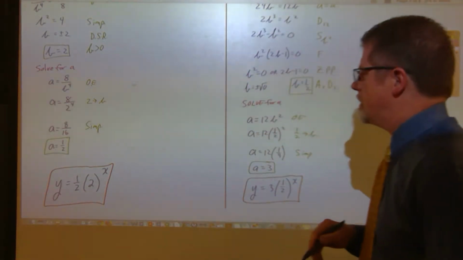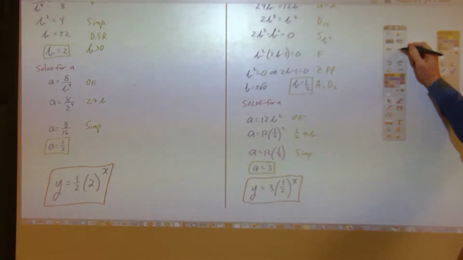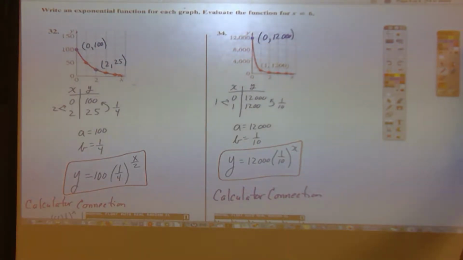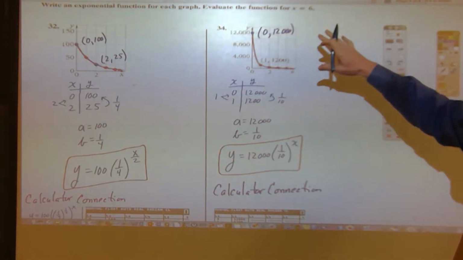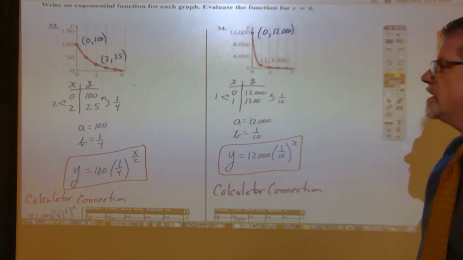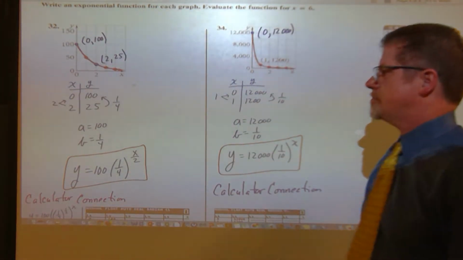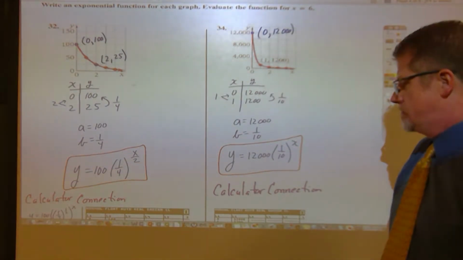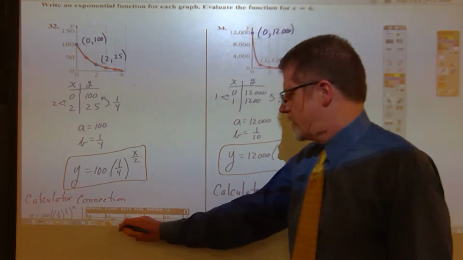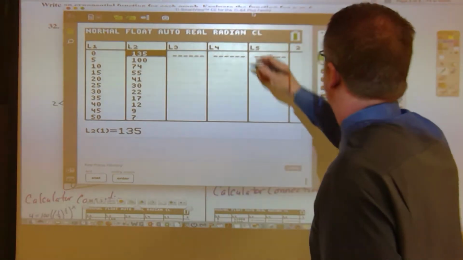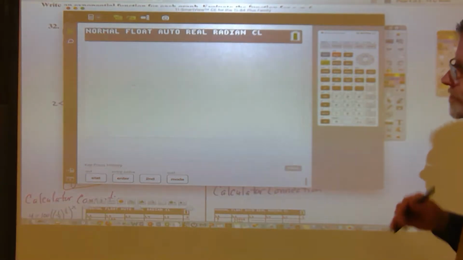Now, we're going to start out today with taking a look at the concepts in 32 and 34. So take out a calculator. This is a calculator intensive day. On your calculator, I'd like you to press the stats button. So here we go.